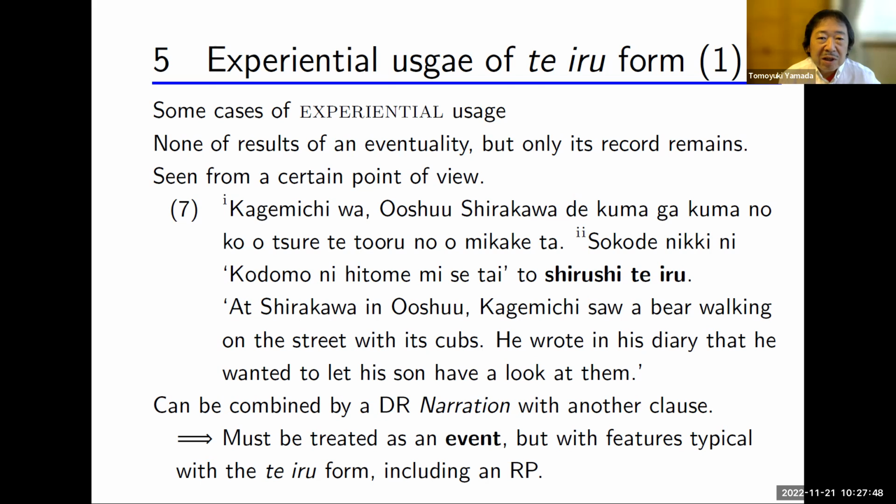It's an interesting talk, and I have one small question about the example of Kagemichi, the one now on the screen. What will happen if he writes 子供に一目見せたいと記していた? What will happen?